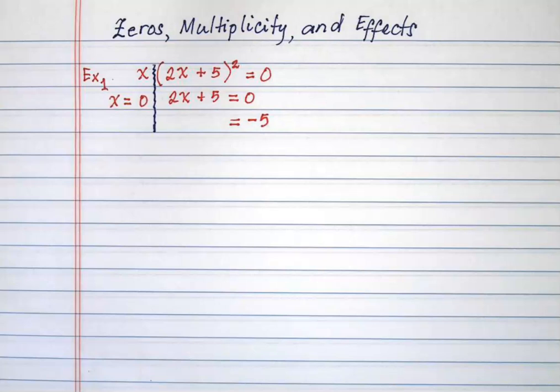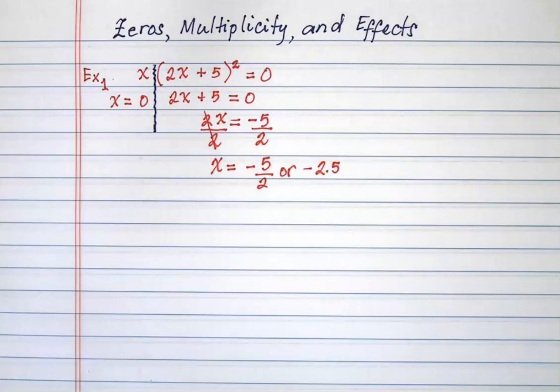Move the positive 5 to the other side. Do not forget that the sign will change if it moves from left to right. Bring down the 2x and divide by 2. And so your zero for this factor is negative 5 over 2, or negative 2.5. All right, now these are the zeros of the function, and let's discuss the multiplicity.